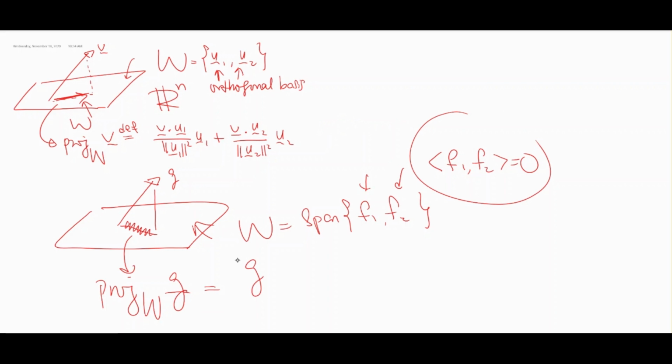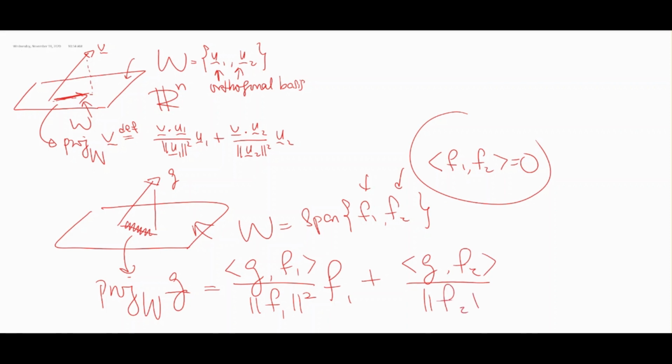So here this will be the inner product of g and the function f1, divided by the magnitude of this function squared, the length, and then we have f1, plus the inner product of g and f2 over its squared length times f2, and stuff like that. We can do all that now. It's not a problem. We can also talk about projection now.